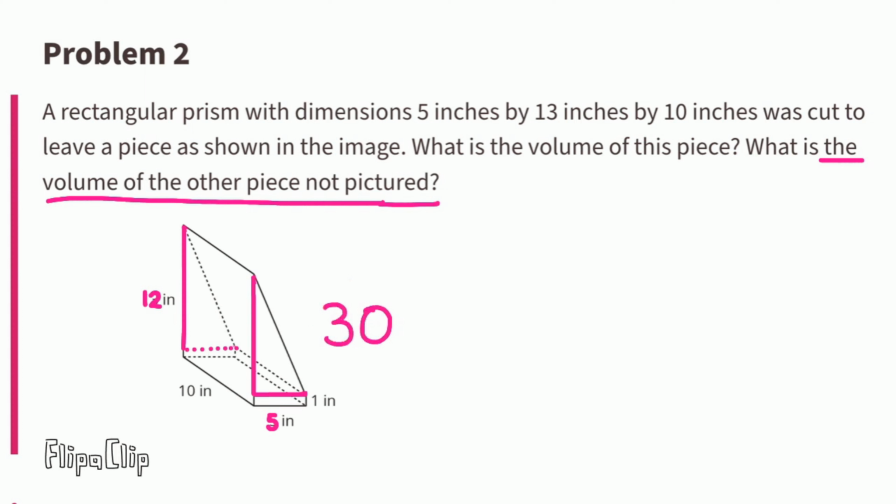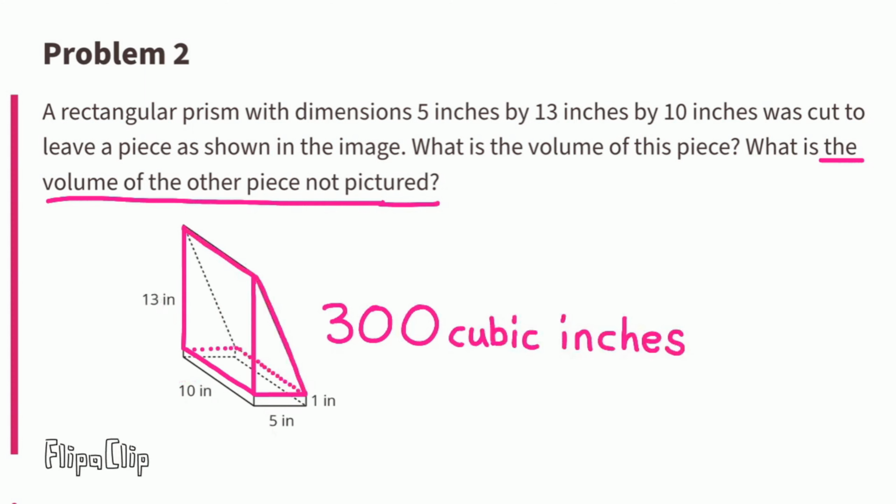Now we need to multiply the area of the base by the height of the prism. 30 times 10, that's 300. So the volume of the piece that's not pictured is 300 cubic inches, or 300 inches to the third power.